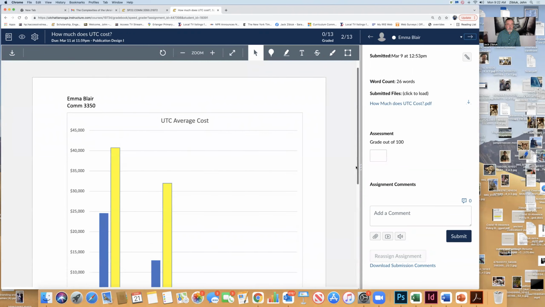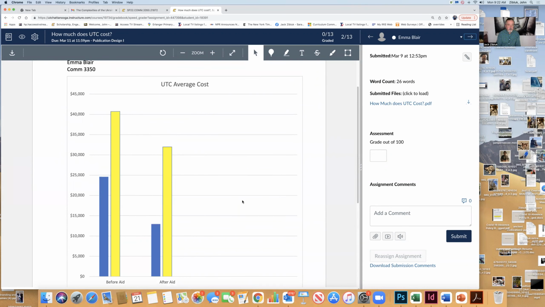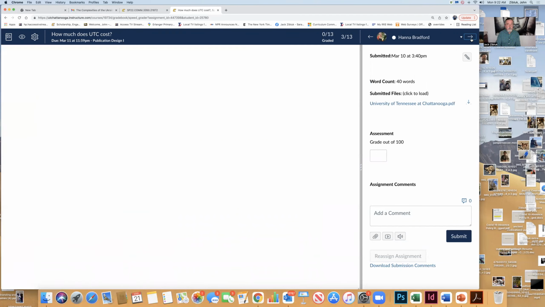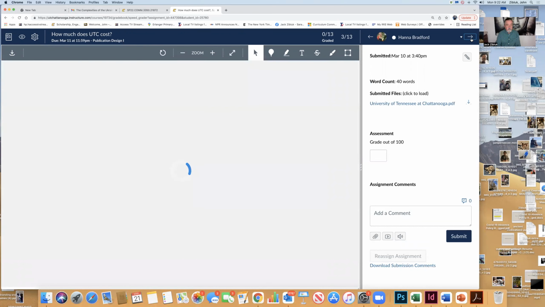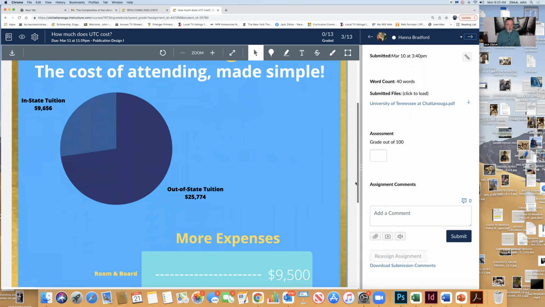Nice use here of the school colors. Again, bigger headline would be good. That's a good way to look at it. I think you answer the question right off the top. How much does it cost? Boom. How much out of pocket before and after your aid? That's very good. Also very good. Again, good use of color.